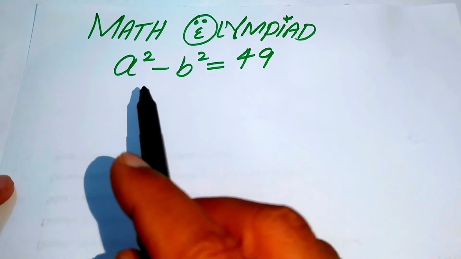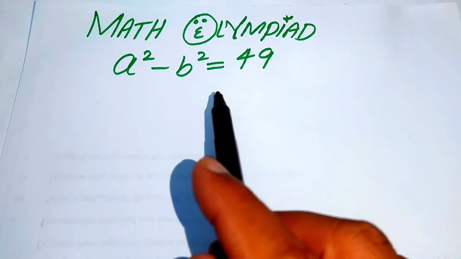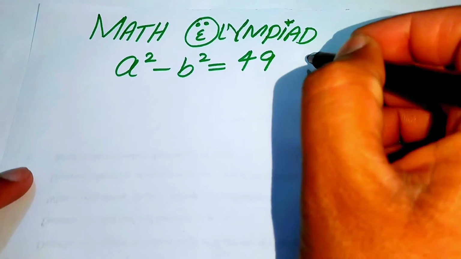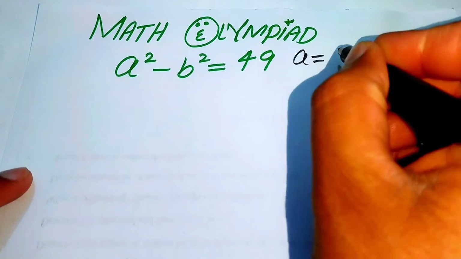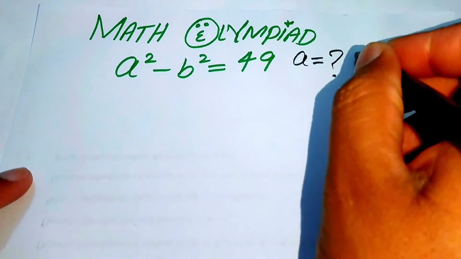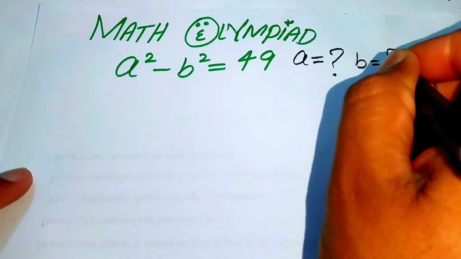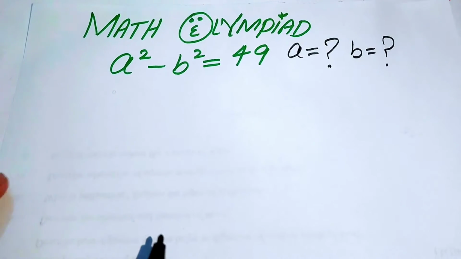And here we have a square minus b square equals 49, and we need to find the value of a and the value of b. So this is our target.